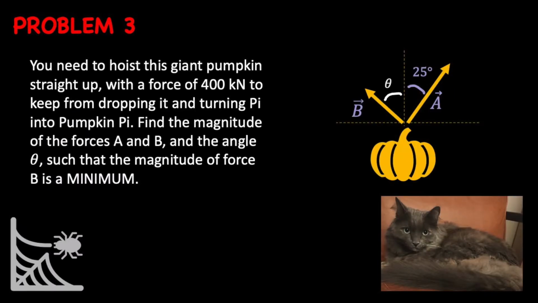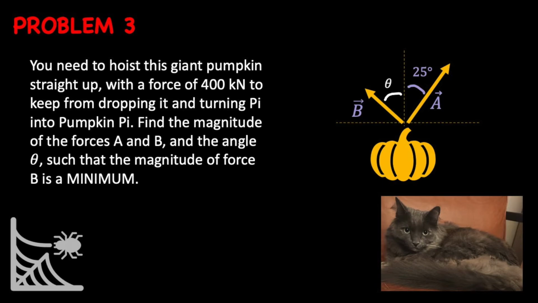There is a giant pumpkin hanging over Pi's head. You need to pull it up with a vertical force of 400 kilonewtons to keep it from dropping. You can only pull on the cables A and B as shown. Find the magnitude of forces A and B and the angle theta such that the magnitude of force B is a minimum.